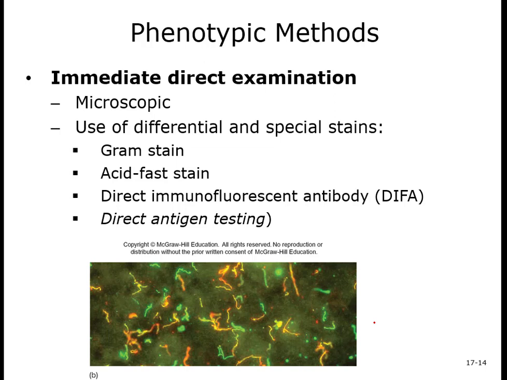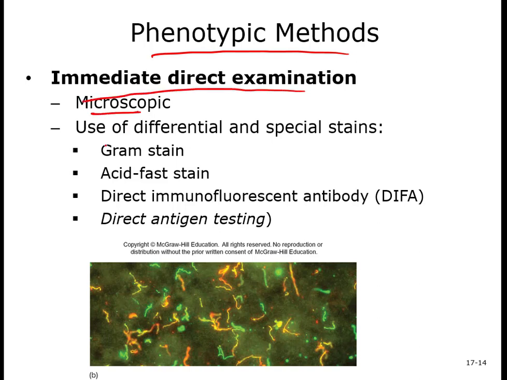So let's talk first about the first group of tests, which are the phenotypic methods. Remember, with phenotypic, you're actually visually observing a change. So examples of phenotypic methods, first and easiest of all is just an immediate direct examination. First, we could just use a microscope.